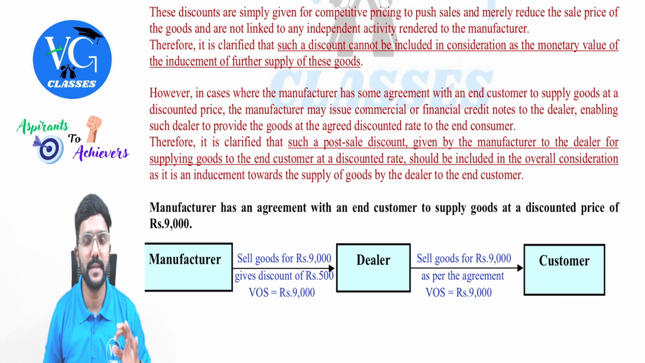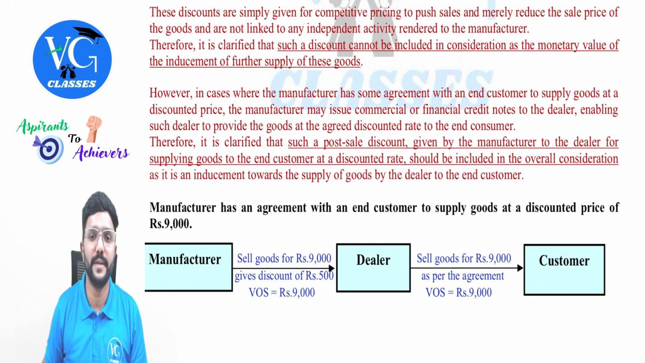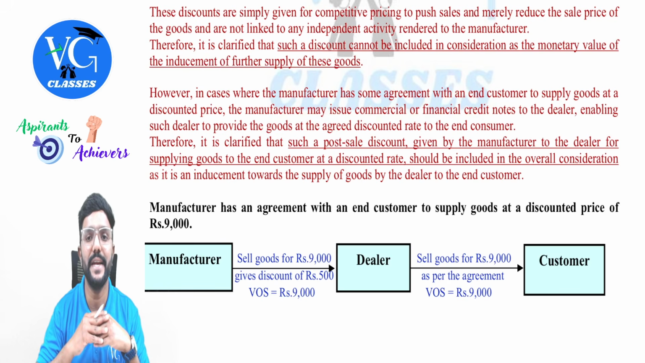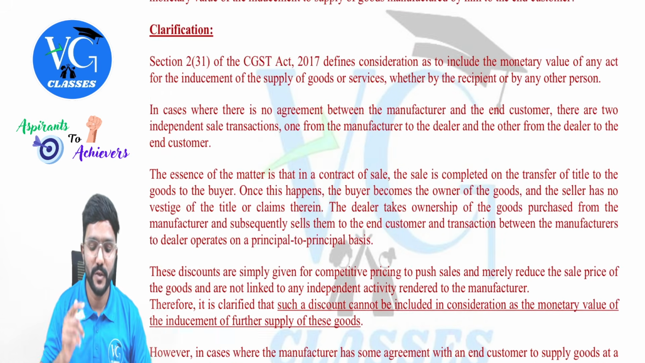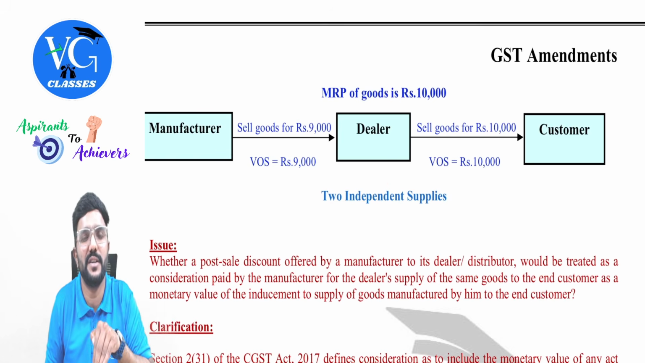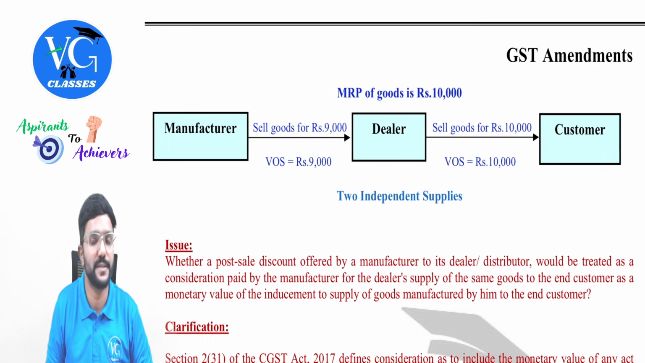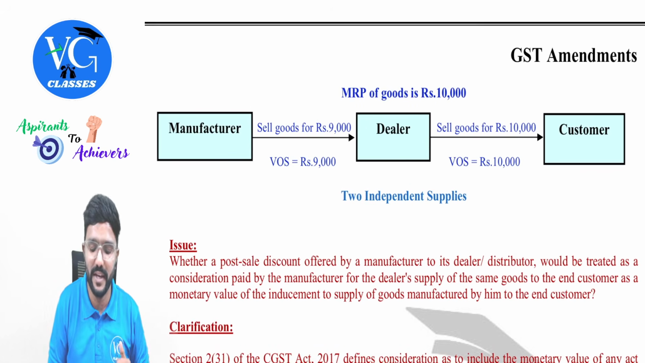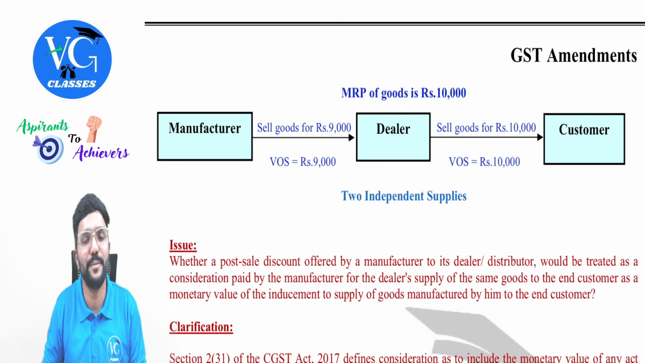These discounts are simply given for competitive pricing to push sales and merely reduce the sale price of the goods, and are not linked to any independent activity rendered to the manufacturer. So is the dealer providing any separate services to the manufacturer for which the manufacturer is giving a discount? No, guys, no such thing. Is that clear? Obviously, guys, a dealer or trader is operating for profit.